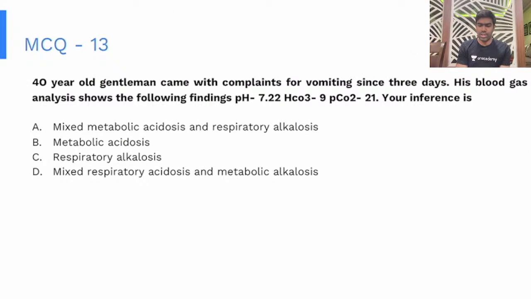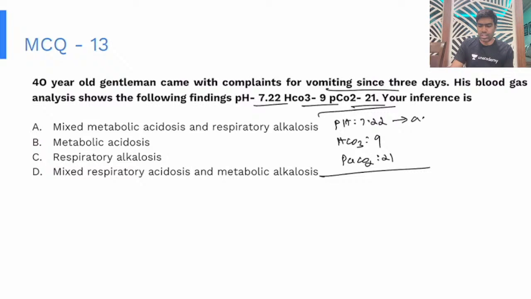Look at this question. You have a 40-year-old gentleman who came with complaints of vomiting since 3 days. His blood gas analysis shows the following findings. You have a pH of 7.22, a bicarbonate of 9, a PaCO2 of 21, and what's going to be your inference? Technically I'm going to write it out, it's a very easy question honestly. So bicarbonate is 9 and PaCO2 is 21. So first look at whether the patient is having acidosis or alkalosis. This patient is actually having acidosis.